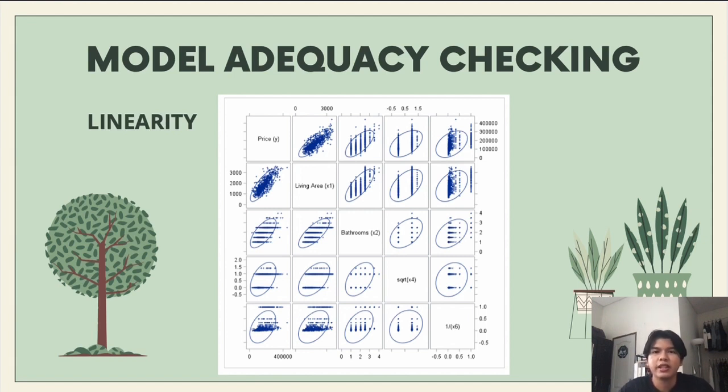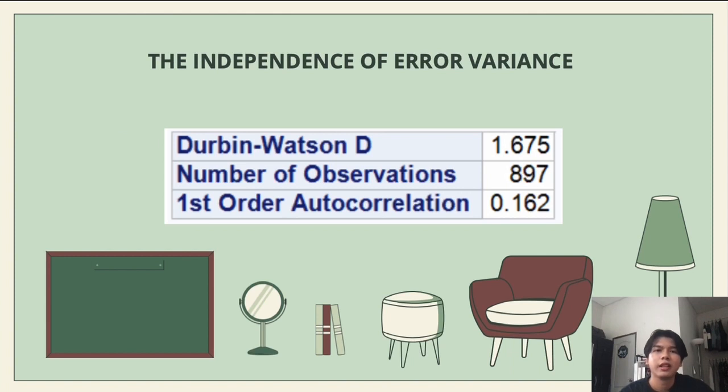For the independence of error variance, as we can refer to the table here, the value of Durbin-Watson is 1.675. Since the value of Durbin-Watson is in the range of 1.5 and 2.5, therefore the data is not autocorrelated. Hence, the error terms are independent. It is because autocorrelation occurs when the residuals are not independent.